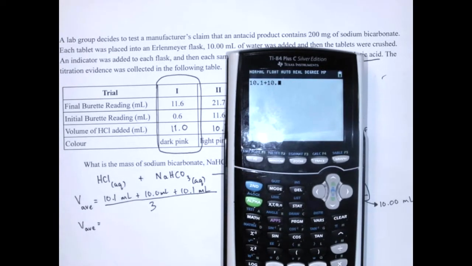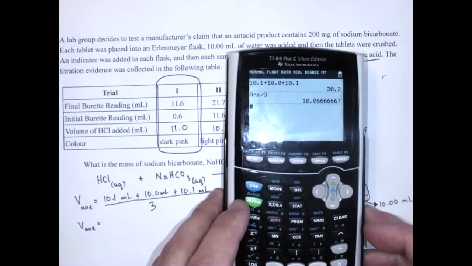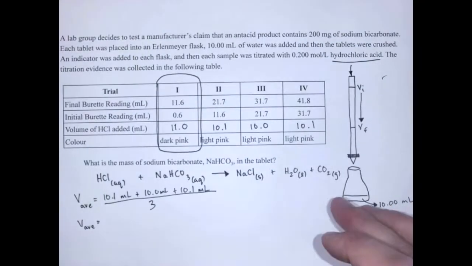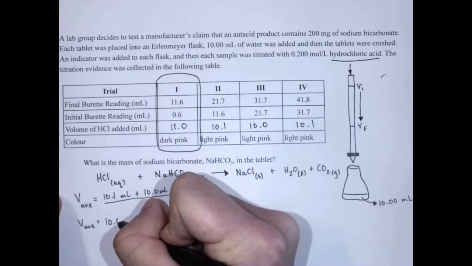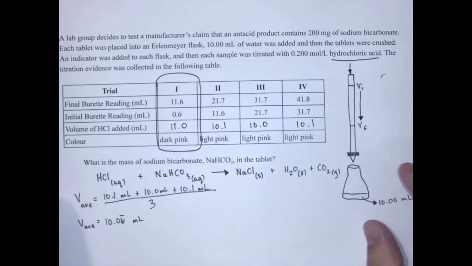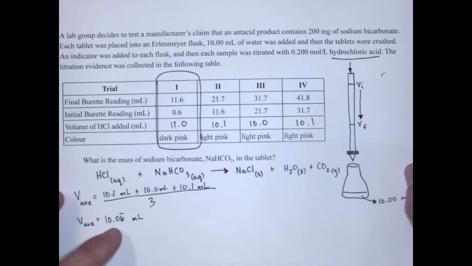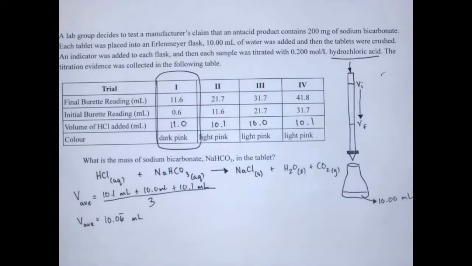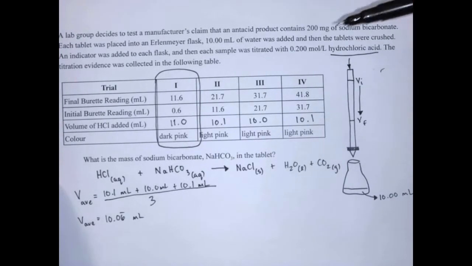So I got 3 trials, and 10.1 plus 10.0 plus 10.1 divided by 3 gives me an average volume of 10.06 repeating mils, which I'll keep. We're going to worry about sig digs a little bit later on, but we'll keep that as a reference for now. All right, now let's turn back to our problem.